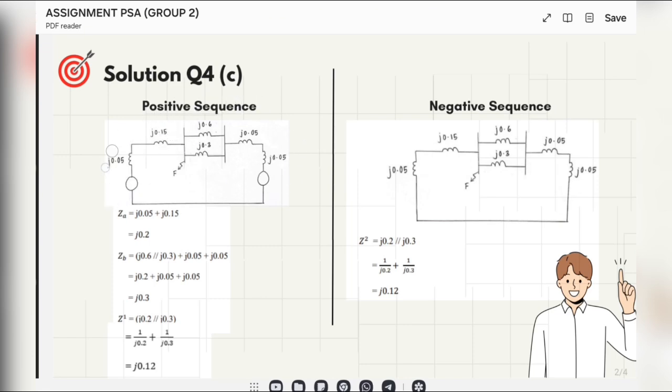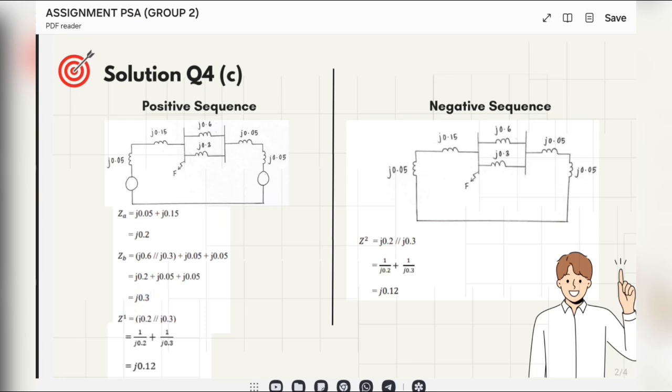So I assume this as a ZA and I assume this as a ZB. So ZA is J0.05 plus J0.15, so the answer is J0.2. So for the ZB, J0.6 parallel with J0.3, because this is in the parallel circuit. We have to add it with these two. We will get the answer J0.3.